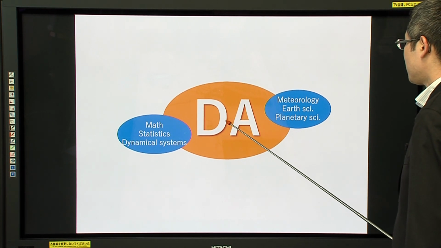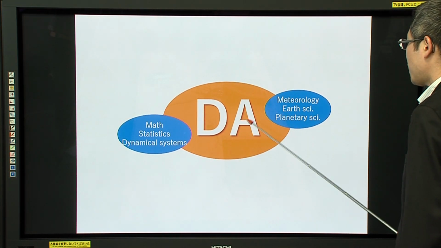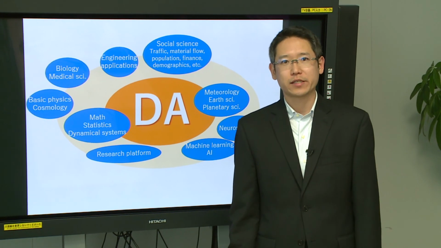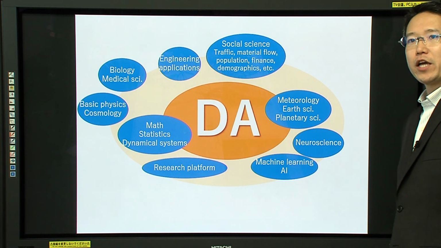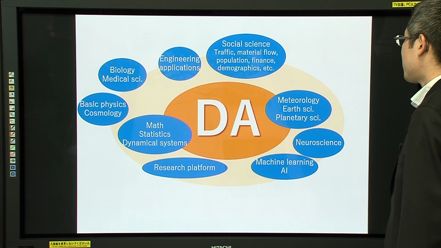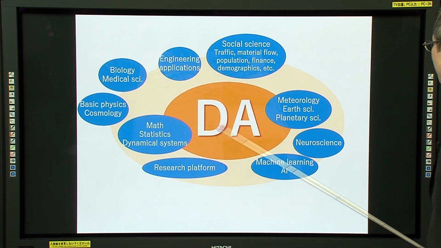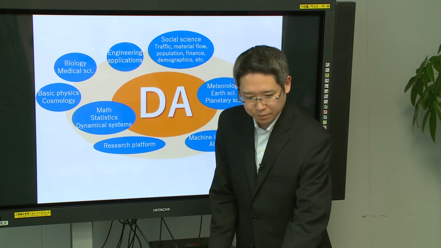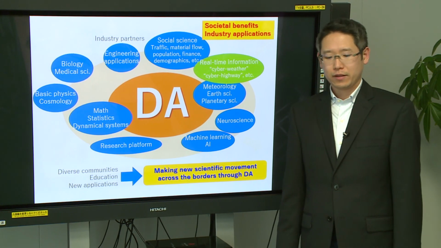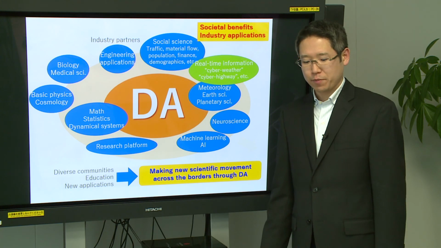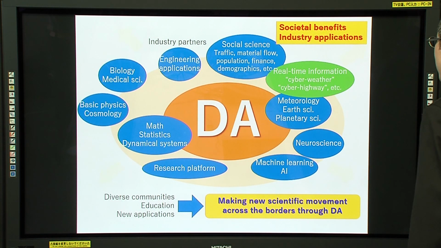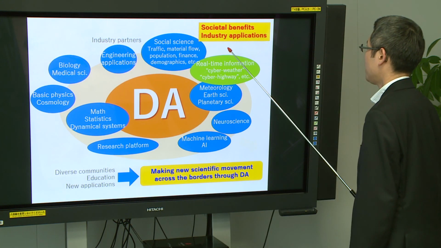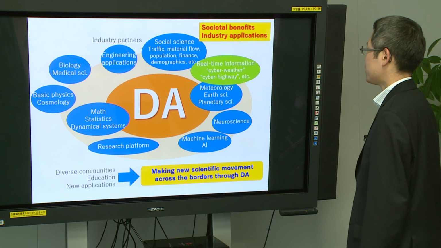So data assimilation evolved with meteorology or other earth science fields based on the mathematics and dynamical system theory. But now it starts expanding to different fields, including the engineering applications and social science, like traffic or material flows or population, finance, as well as neuroscience or biology or basic physics or cosmology. The real-time information, as I said, the synchronization between the cyberspace and physical space can be applied not only to the weather, but also a highway or many other fields. And the real-time information really has values, immediate value.